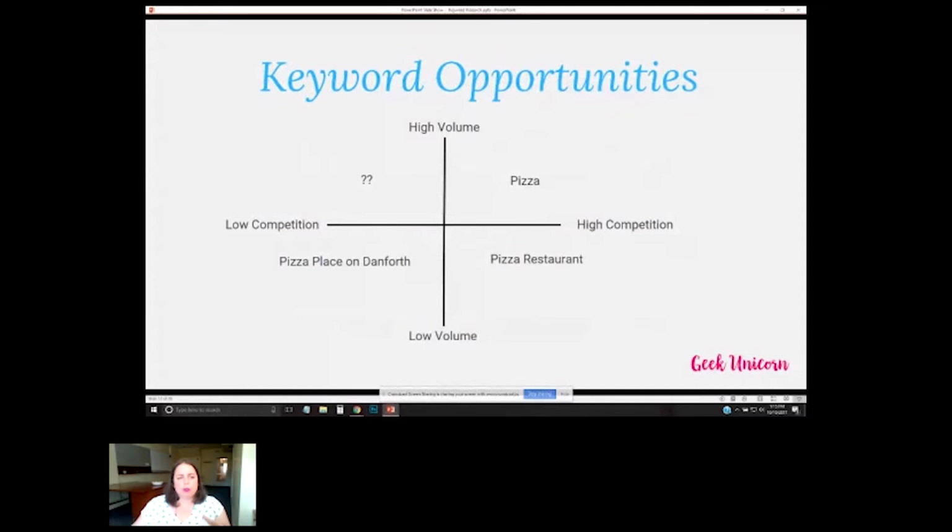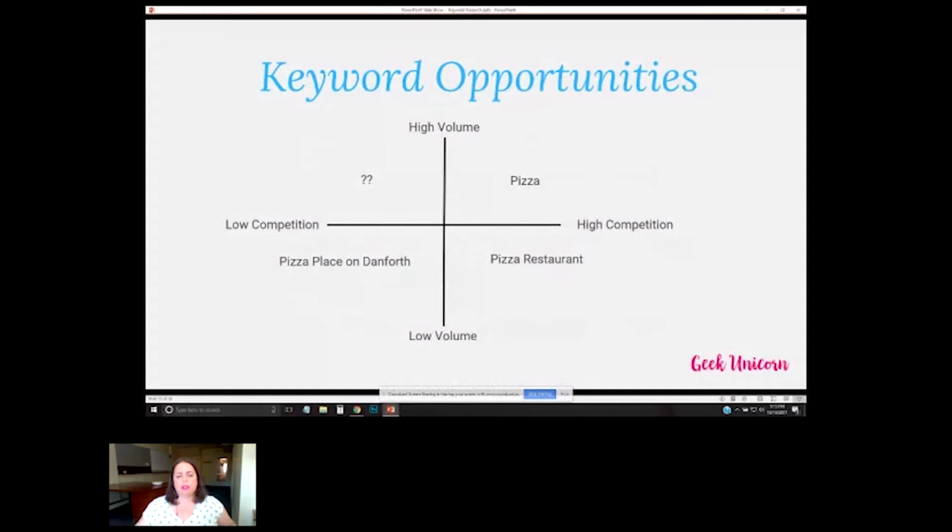So back to this grid here. An example of something with high volume and high competition would be something like pizza. It's very broad. It's not very specific. It could mean a lot of different things. Pizza restaurant could be an example of something with maybe a bit of a lower volume, but higher competition. Pizza place on Danforth, probably low volume and low competition.